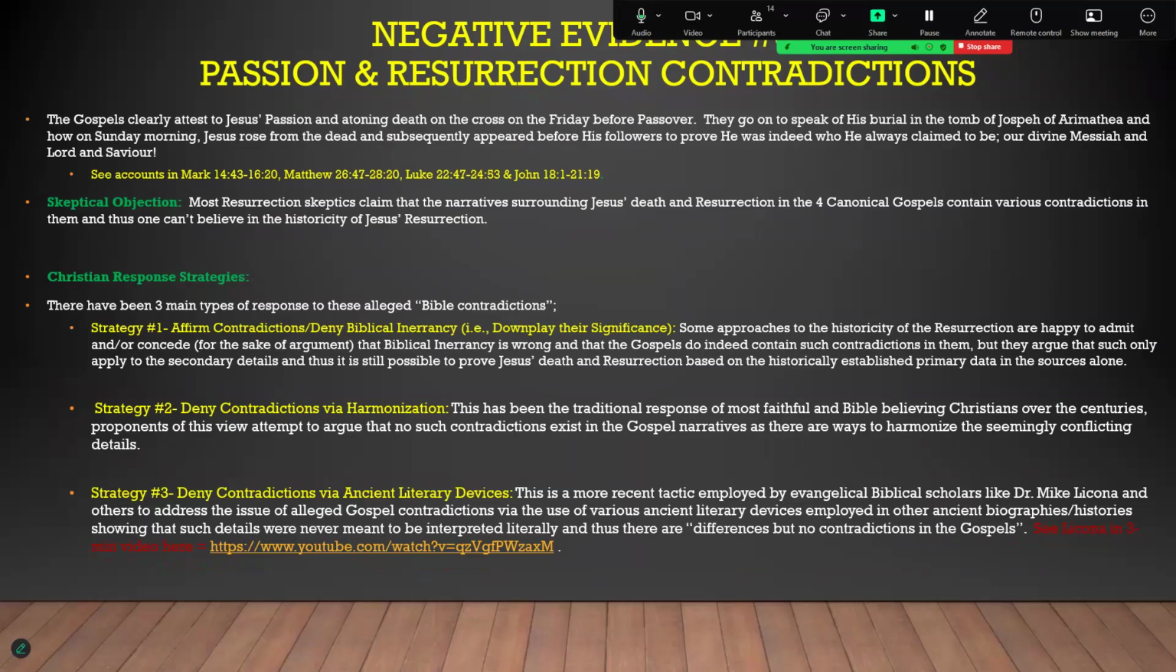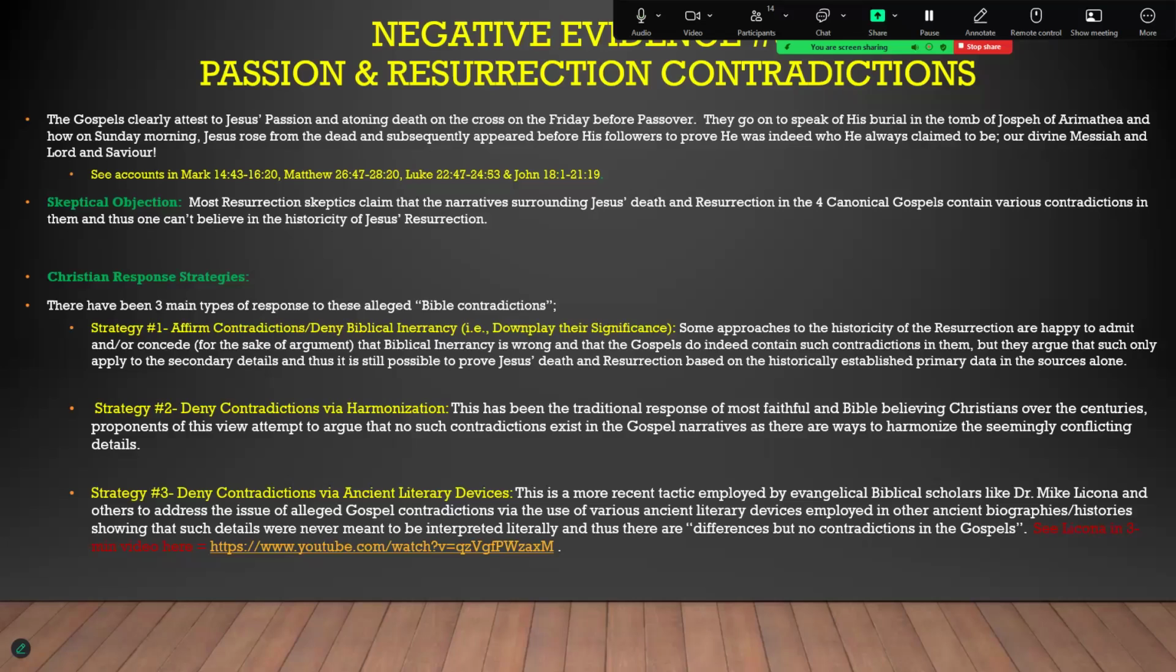They have to prove that it's not possible to harmonize it, or that it's not possible that there's an ancient literary device which can account for these things without it entailing a contradiction. So the onus of proof is on the skeptic with these claims. They have to prove it's a contradiction and not just a difference that is explainable.